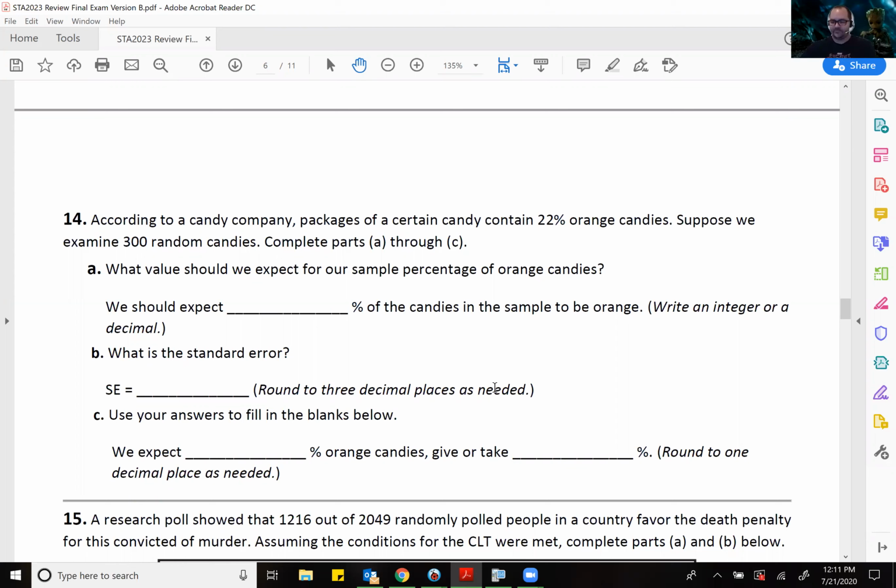So part A, what value should we expect for our sample percentages? Okay, so if we know the population mean, then that's what we expect in our samples. Because remember that all sample means should be hitting close to the population mean. So what should we expect the percentage of the candies in the sample to be orange? 22%.